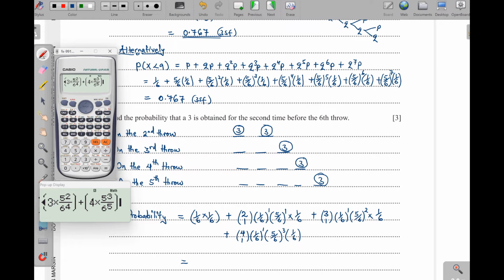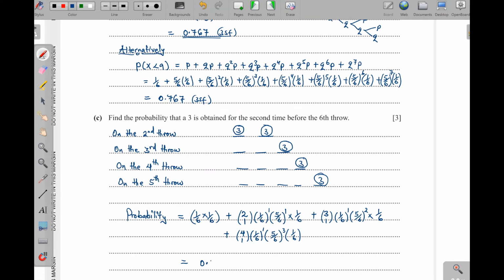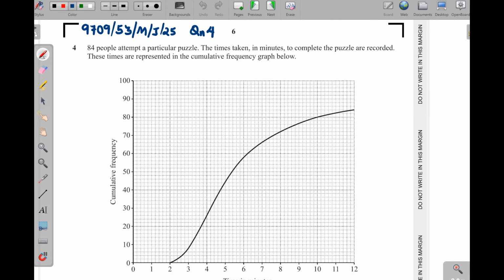So like that. So all together, we are going to get 763 out of 3888. But to 3 significant figures, this one will give us 0.196. 0.196 to 3 significant figures. As simple as that. Question 4 is coming from statistics.